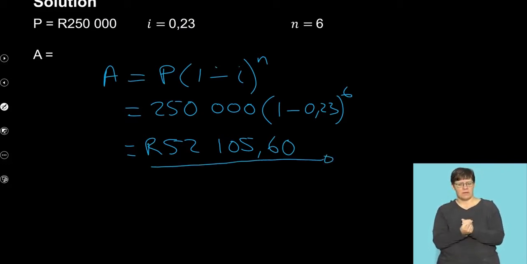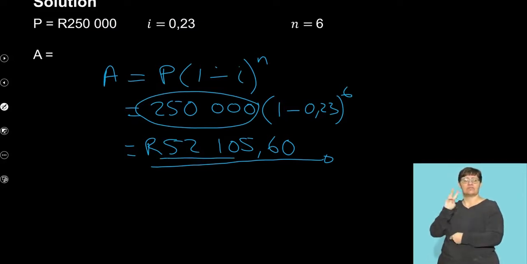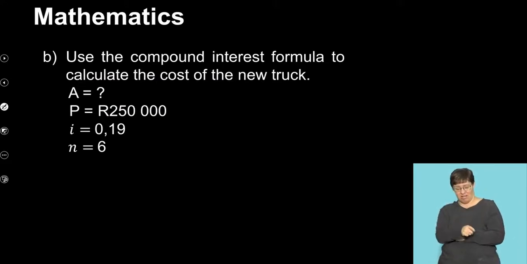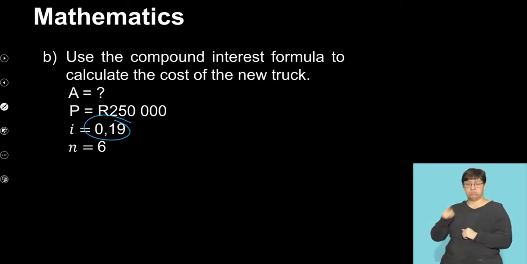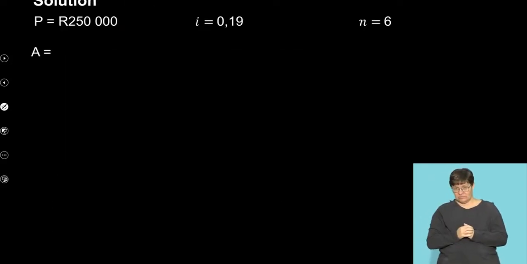Now, look at what is happening here, guys. You bought this thing as a company for 250,000. After 6 years, you can only sell it at 52,000. So the difference in this is more than 180,000. So you can really see that this is a big loss. But because the company knows that the truck will be costing a bit more after the 6 years because of the inflation of 19%, they then also calculate how much the new truck that they need to buy after the 6 years will cost.